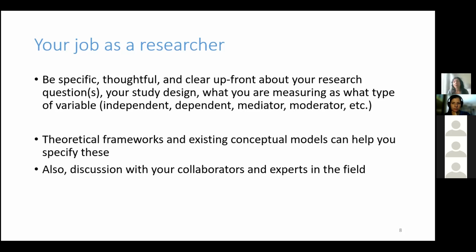And talk a lot. Talk to your collaborators, talk with experts in the field, really talk to people who know this material and can help you think about the variables and their relationships to one another. And this will be specific to your research topic and your research area.